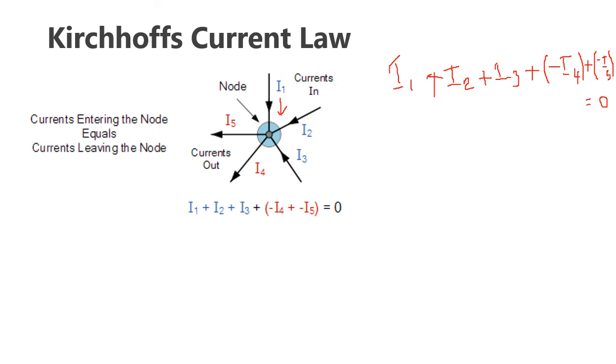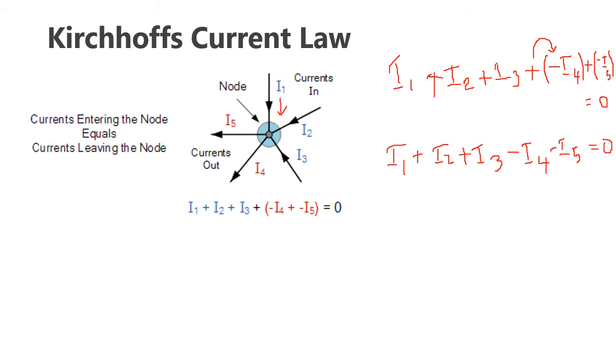So from this, I1 plus I2 plus I3 minus I4 minus I5 equals 0.